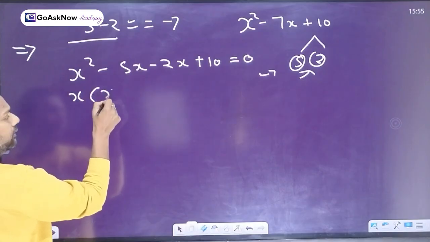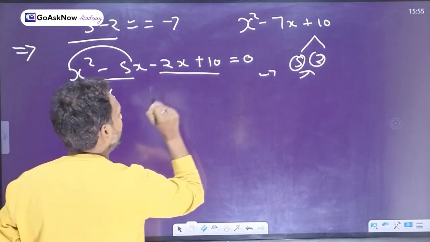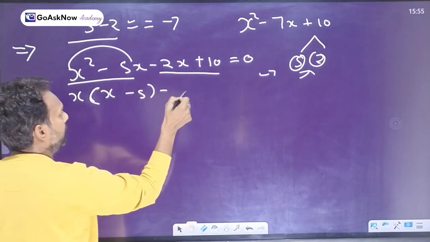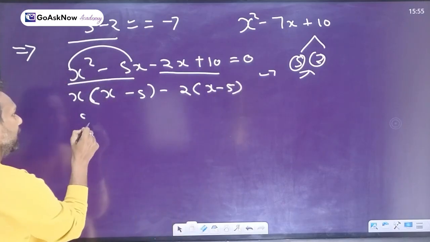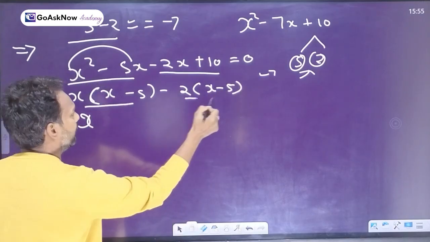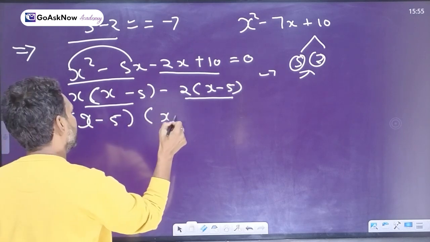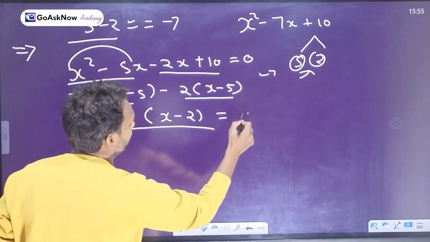Then I'll take x common from these two terms and 2 common from these two terms. Then x in bracket x minus 5, minus 2 and then x minus 5. After that, we will take x minus 5 common. Then x minus 5, and in the other bracket it will be x minus 2, is equal to 0.